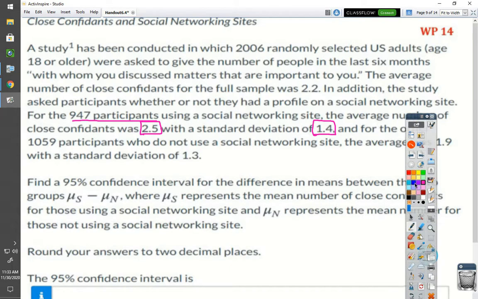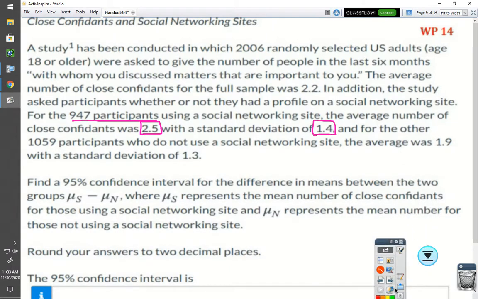I'm going to go grab a different color here because I'm going to run into my second set now. And for the other 1,059, so here's my other n value at 1,059, who do not use a social networking site, the average was 1.9, so we have a different x bar with a standard deviation of 1.3. Circle all those values. We're going to need every one of them.